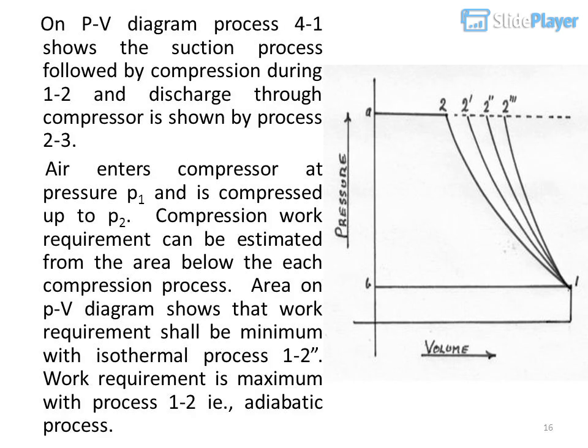On the PV diagram, process 4-1 shows the suction process, followed by compression during 1-2, and discharge through the compressor is shown by process 2-3. Air enters the compressor at pressure P1 and is compressed up to P2. Compression work requirement can be estimated from the area below each compression process. The area on the PV diagram shows that work requirement shall be minimum with isothermal process 1-2. Work requirement is maximum with the adiabatic process.